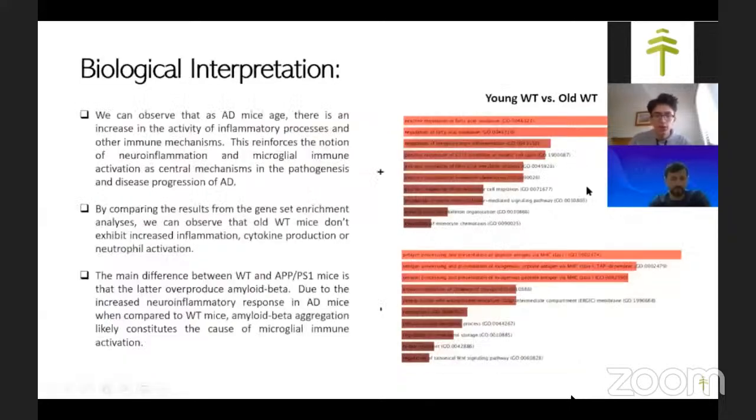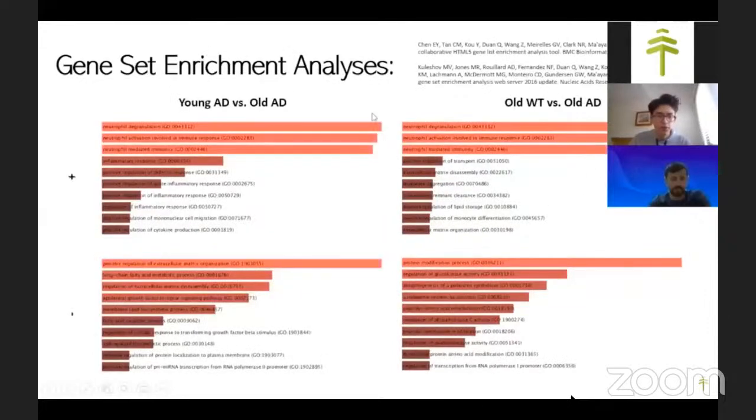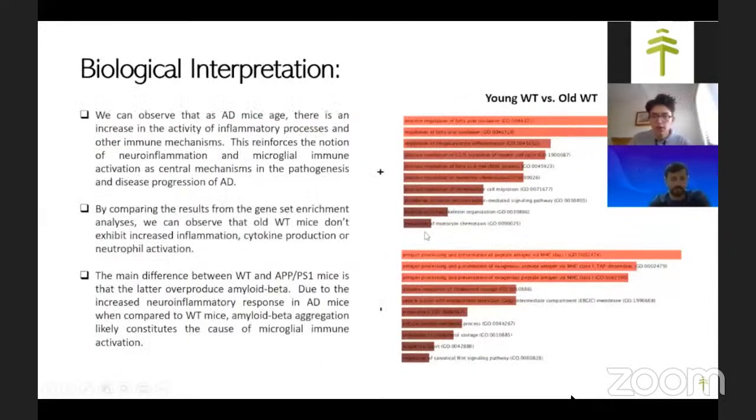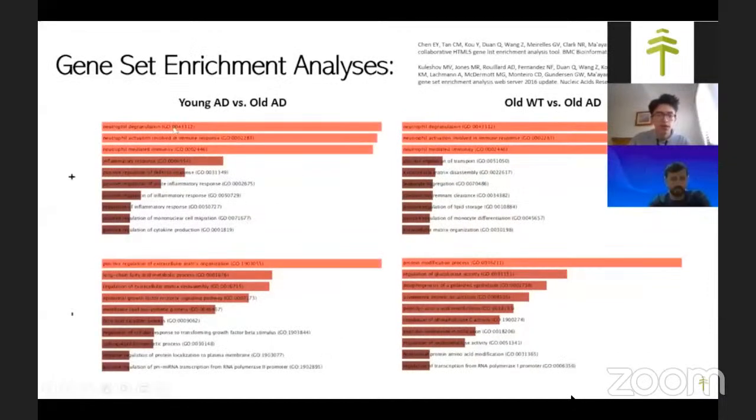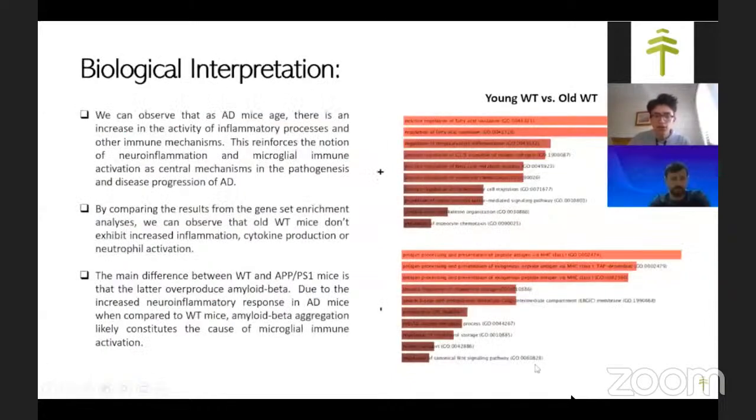And when we compare these differences to the differences that arise when comparing the young wild type versus the old wild type, we see that in here there will be an inflammatory response, or an increase in the immune processes. So that really tells us that this is inherent to the pathological conditions, because we are not seeing that in here.